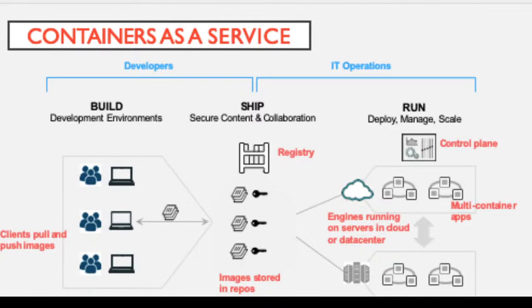So if you look at the building, shipping, and running, the clients pull and push the images. Then you have an image registry where the images are stored in repositories. Then you have something called the run. Run means execution, right? So the engines will run on the servers in the cloud or the data centers. Nowadays, it is mostly the cloud. Cloud probably takes a lot of importance nowadays.